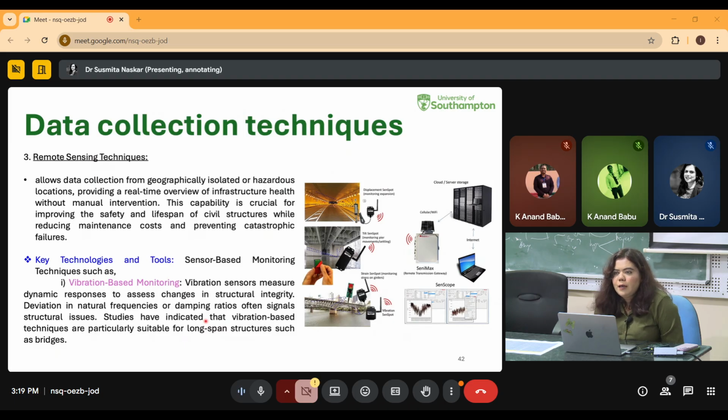For example, you can think about vibration-based techniques. Vibration sensors help us understand how our structure dynamically responds to certain kinds of loads. They also help us understand environmental factors. By observing the deviation in natural frequency, those are the main factors we look into when we talk about the vibration sensor. We look into whether there are any changes in natural frequency. We also look into the stiffness and the damping ratio, right? And from those we can identify the early signs of structural issues.